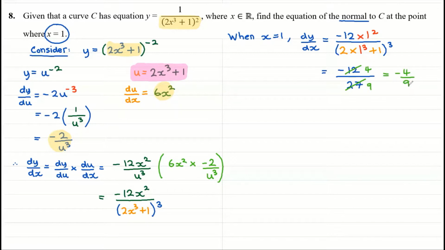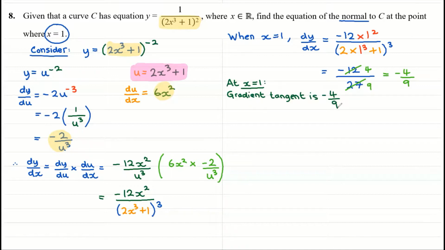Now, this is where you can make a mistake. That's the gradient of the tangent. So let's just make a note of what we've got. Let's make it a bit more succinct. At x equals 1, the gradient of the tangent is negative 4 over 9. That's what we've just discovered.